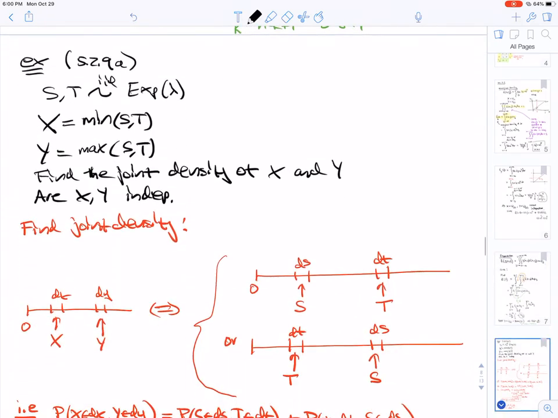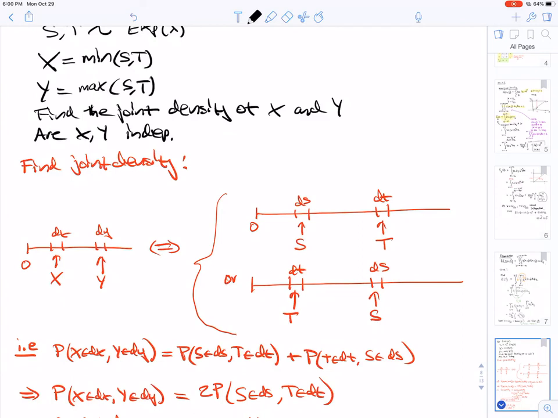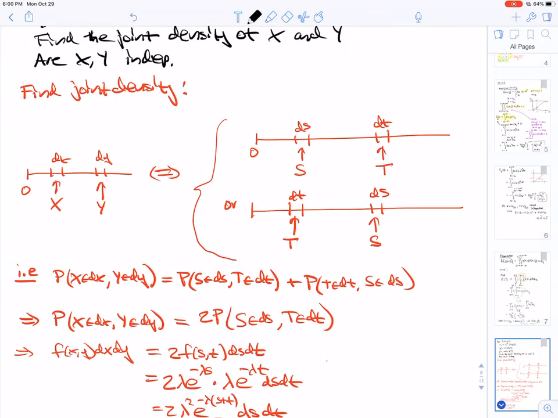So we did another example. So S and T are IID exponentials. X is the min of S and T, Y is the max of S and T. We want to find the joint density of X and Y. Are X and Y independent? So to find the joint density, notice that for X to be in dx and Y to be in dy, that's completely equivalent to having one of two mutually exclusive situations. Either ds comes before dt or dt comes before ds.